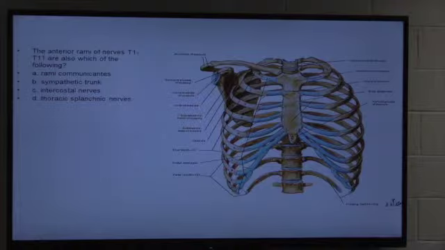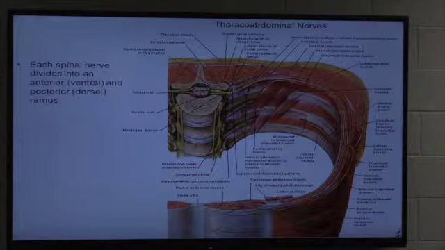So the anterior rami of nerves 1 through 11, I didn't include 12 because 12 is not an intercostal nerve, are also which of the following? And I just gave the answer. They're intercostal nerves. Okay, those anterior rami of T1 through 11 are not rami communicantes, that's what connects the sympathetic ganglia, the sympathetic trunk, no, the thoracic splanchnic nerves. I already showed you where those were. They're the intercostal nerves, those anterior rami of T1 through 11. And T12 is the subcostal.